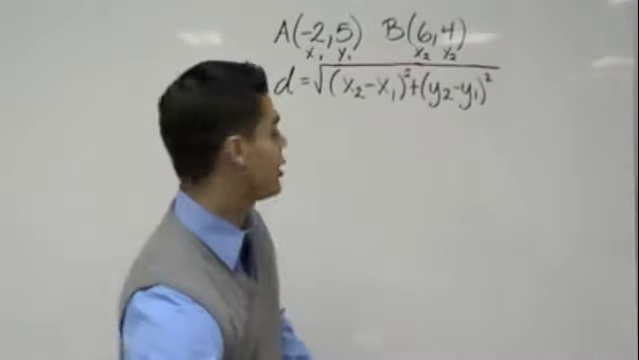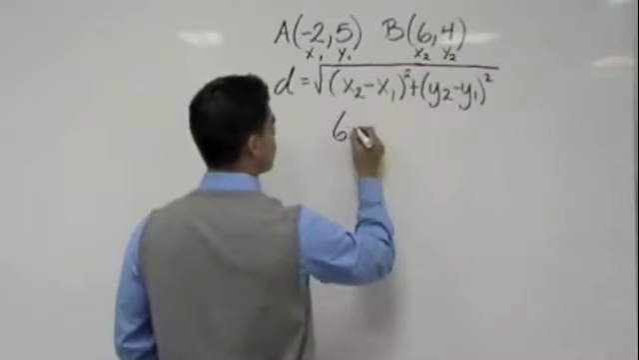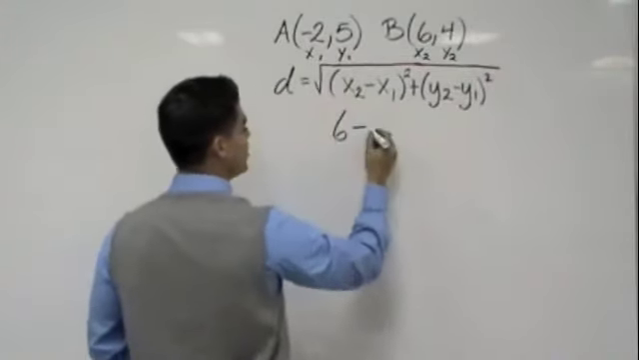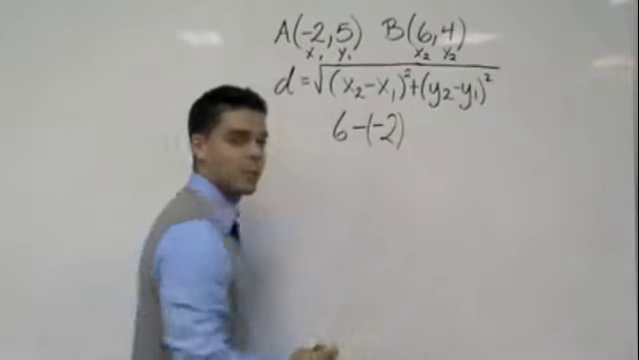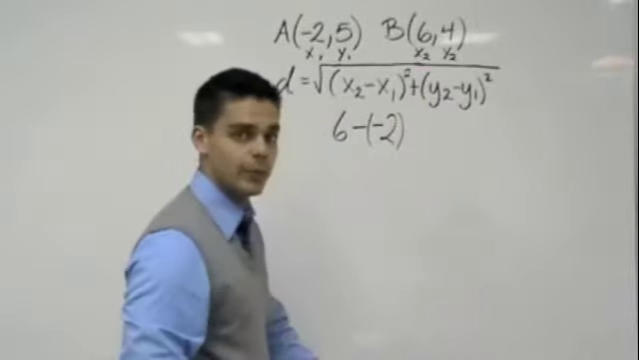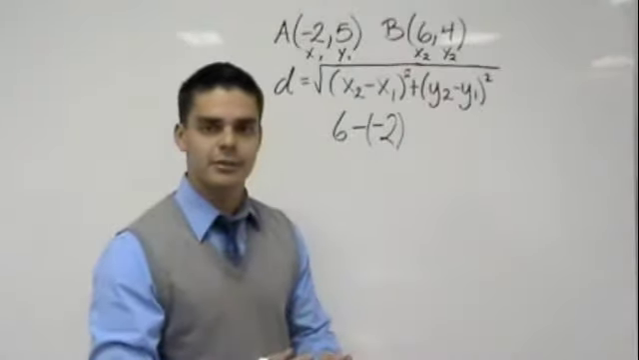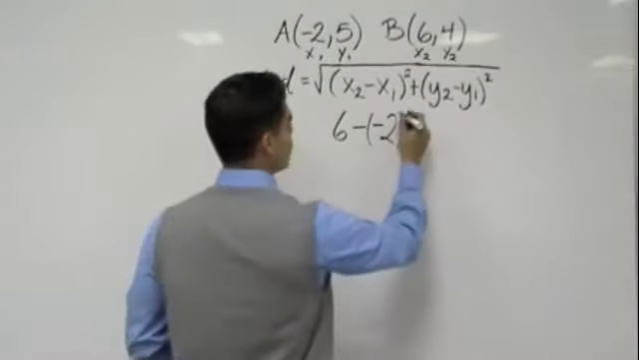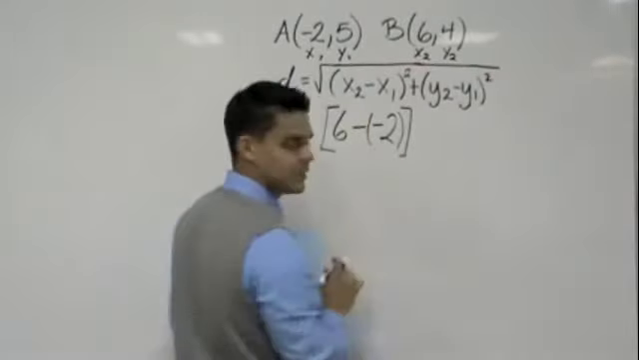Okay, so let's go ahead and plug in our values here. Our x2 is 6 minus our x1, which is negative 2. Now, I always have to put parentheses when I separate signs. And I notice that I have to put parentheses around those two. So, how do you do parentheses when there's already a parentheses? You use a bracket. So we go ahead and put brackets around it just because we have a parentheses inside.